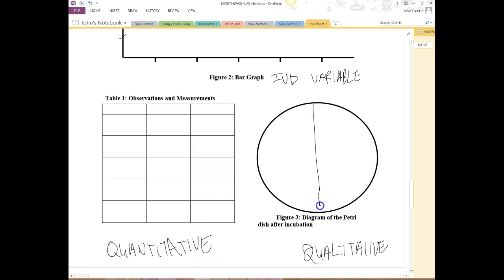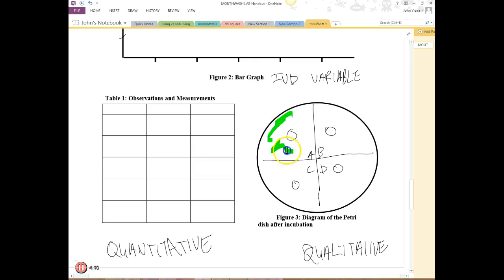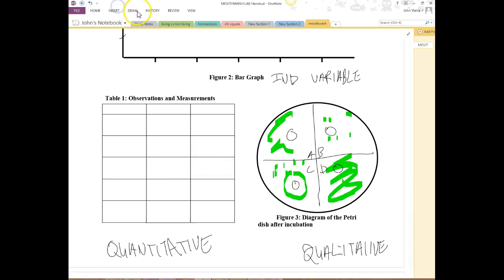Now, here you are going to draw what it looks like now. I don't know what it looks like. You have to draw what it looks like now. I have no idea what it's going to look like. Now, how am I going to turn this data into a data table quantitatively? Well, first I have to put what's going to go in each one of these rows? The mouthwash.